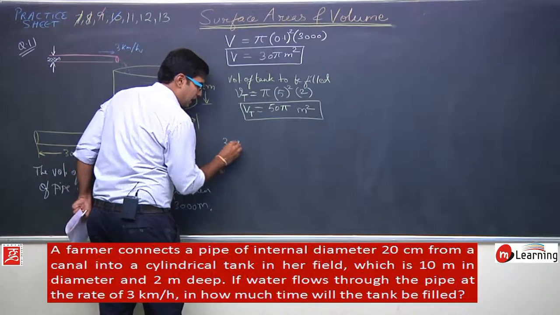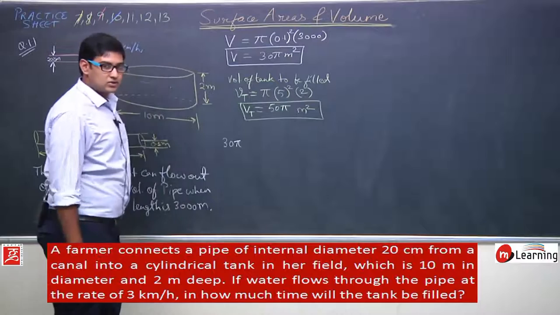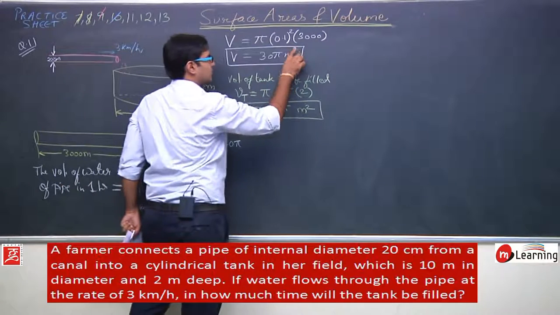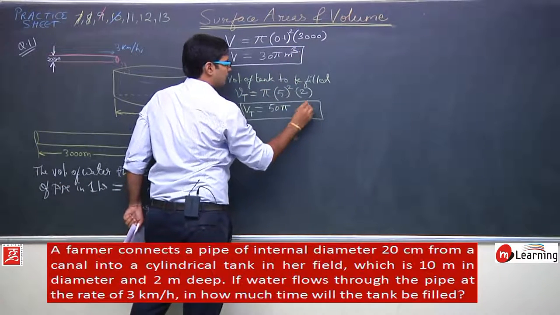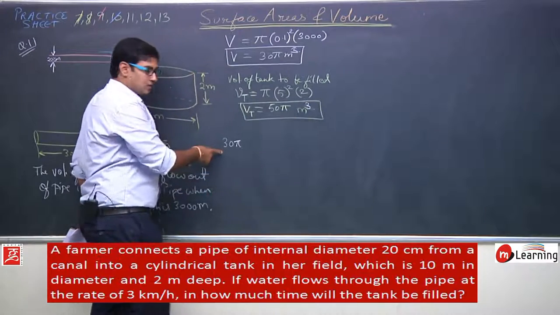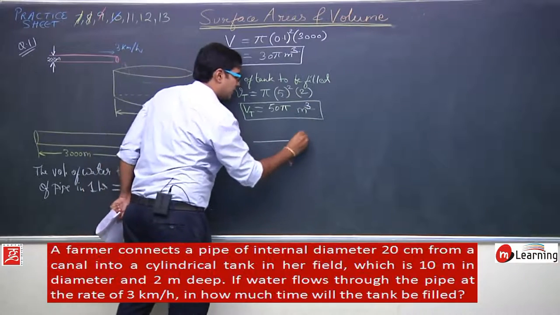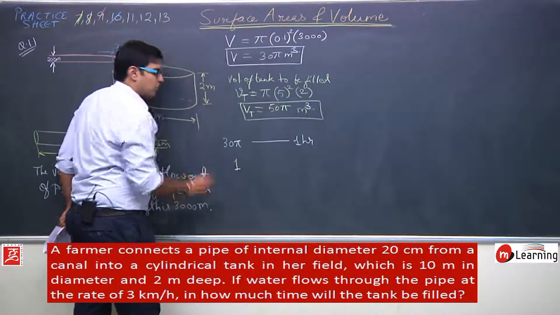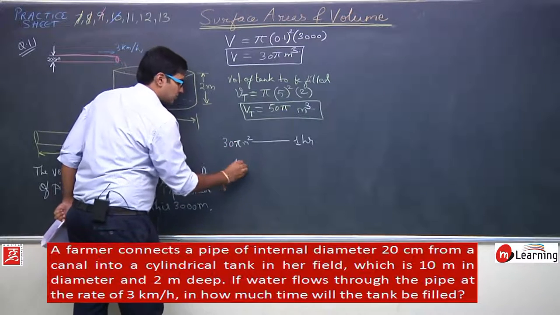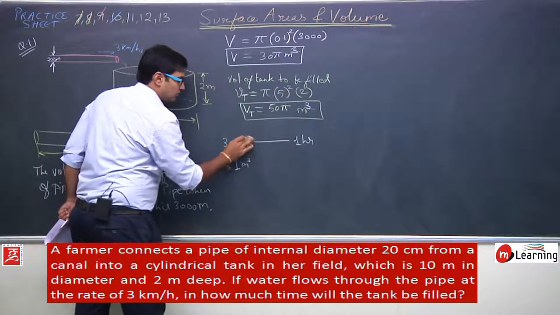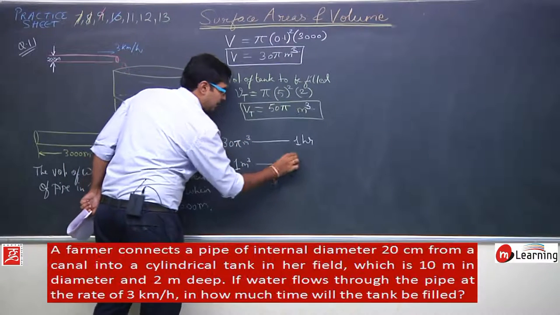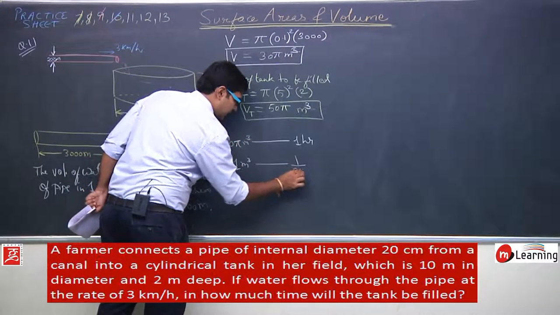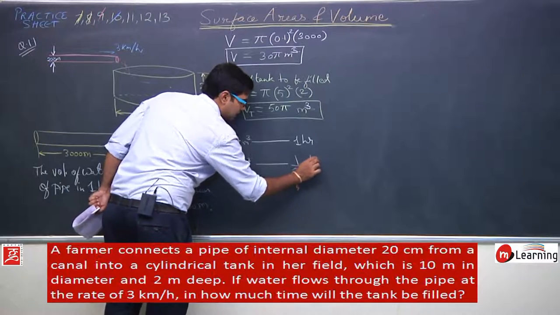30 pi meter cube of volume can be filled in 1 hour. So how much time is required to fill 1 meter cube of volume? To fill 1 meter cube of volume, the pipe needs 1 upon 30 pi hours.